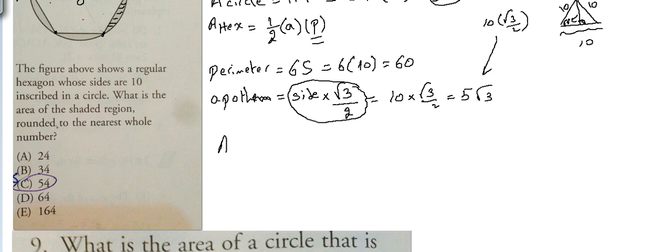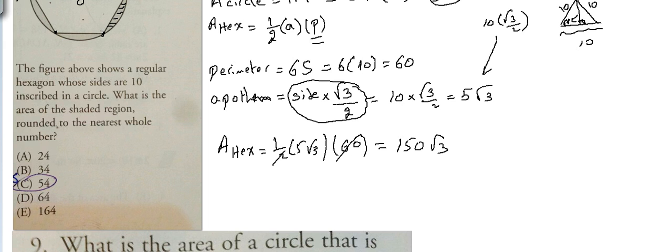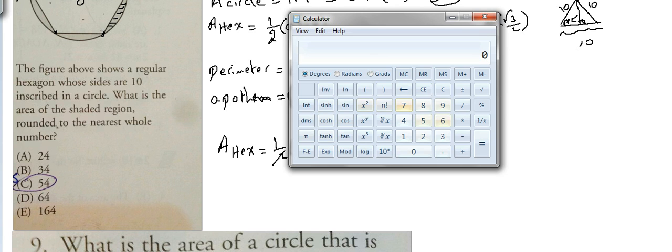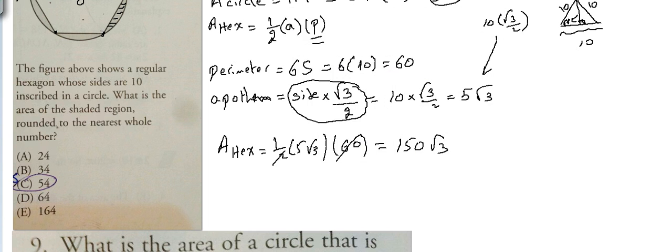Now the area of the hexagon, we can find it. It's half the apothem times the perimeter, which is 60, we found it. 60 divided by 2 is 30. 30 times 5 is 150 radical 3. How much is 150 radical 3? This is radical 3 multiplied by 150, equal 259.8. Means 260 rounded to the nearest whole number.